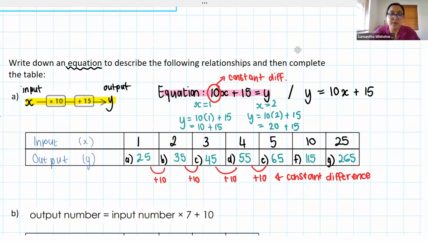Right, does anyone have a question before we have a look at question B? You can raise your hand if you do. You're welcome to put it in the chat if you have a question. It's completely up to you what you prefer. It looked like most of us were getting our inputs and outputs correct, so that's awesome.